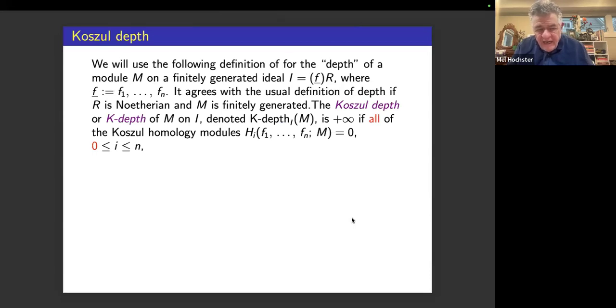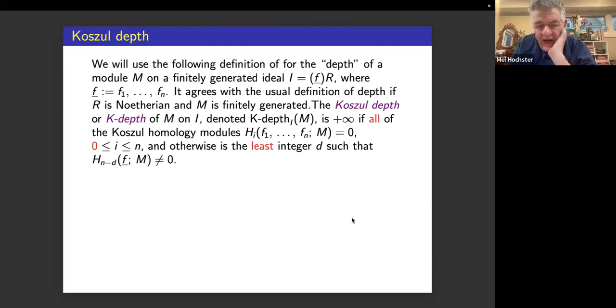And this is the Koszul depth of M on I, also called K-depth. So it's plus infinity if all the Koszul homology modules vanish. And otherwise, it's the least integer d such that H_{n-d} of the Koszul complex on M is not zero. So the Koszul homology vanishes at the top, the first d of them. So depth zero would mean that the top Koszul homology is non-zero. Depth one, that the top Koszul homology vanishes, but the next one doesn't, and so forth. And of course, you can say this in terms of Koszul cohomology. Maybe that's more natural, but for historical reasons, I'm going to stick with this.